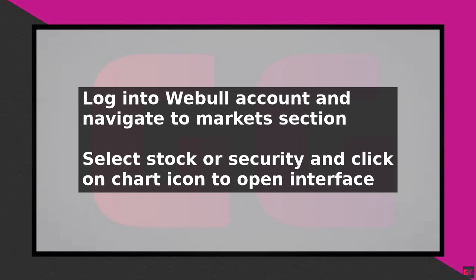To set up Webull charts, start by logging into your Webull account and navigating to the Markets or Watchlist section. From here, select the stock or security you wish to view and click on the chart icon. This will open the chart interface, where you can begin customizing your setup.